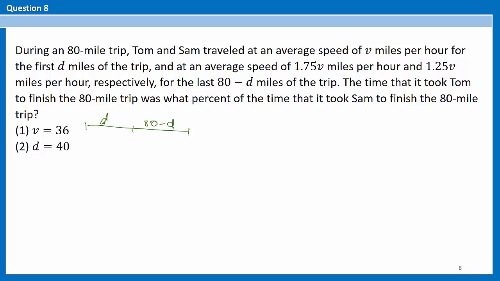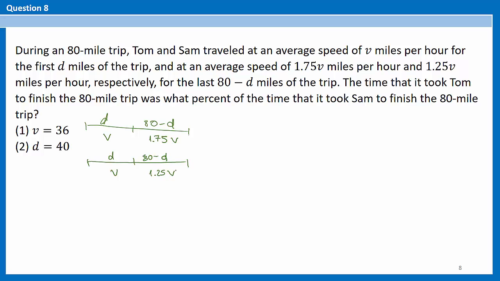Okay, in the case of Tom, he traveled at b miles per hour for the first d miles and then 1.75b. In the case of Sam, we still have d and 80 minus d, but now we have 1.25.